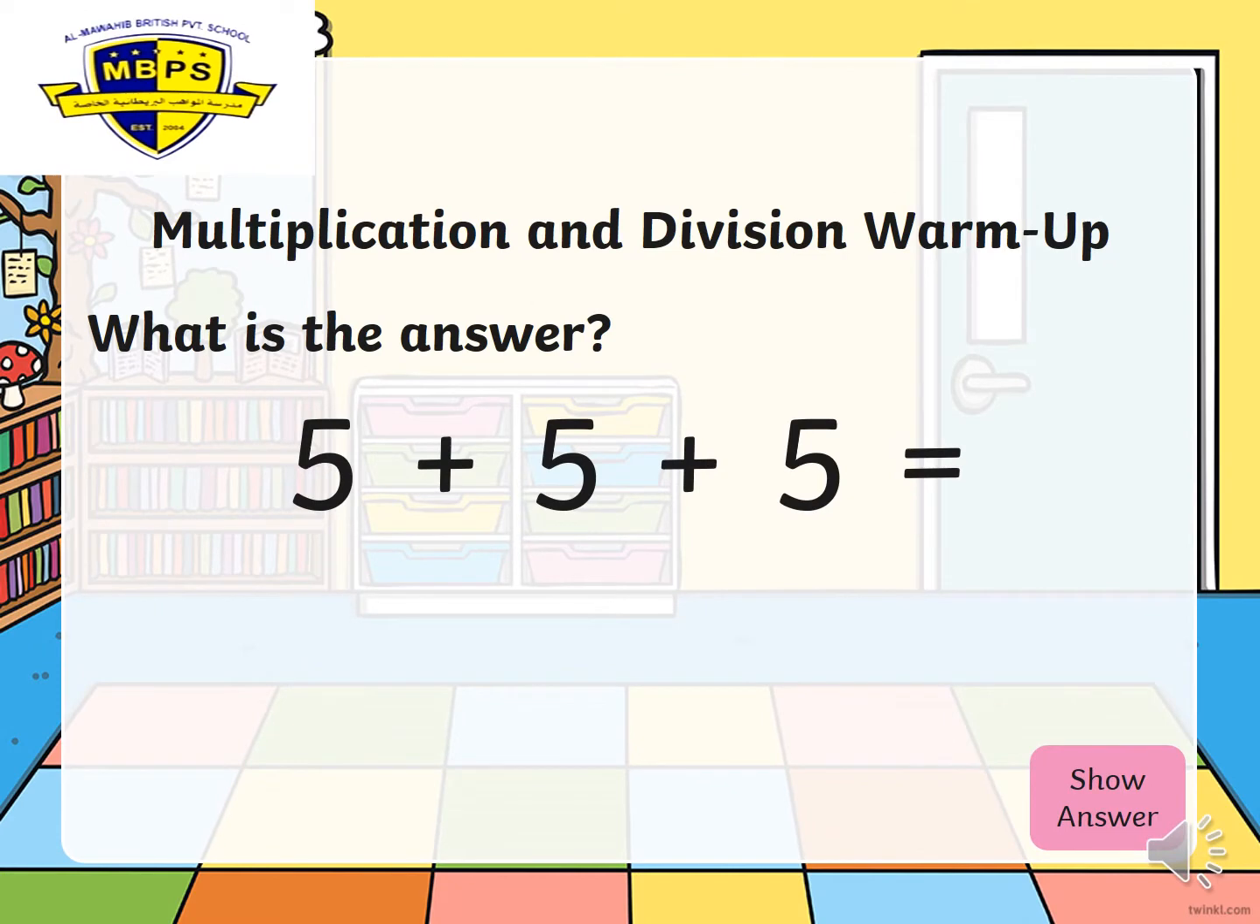One more about repeated addition. We have 5 plus 5 plus 5. We are repeating number 5. Now, again, you are going to check how many times we repeat the 5. 3 times. So now you have to write a multiplication sentence. 3 times 5 equal. Very good. 3 times 5 equal 15.